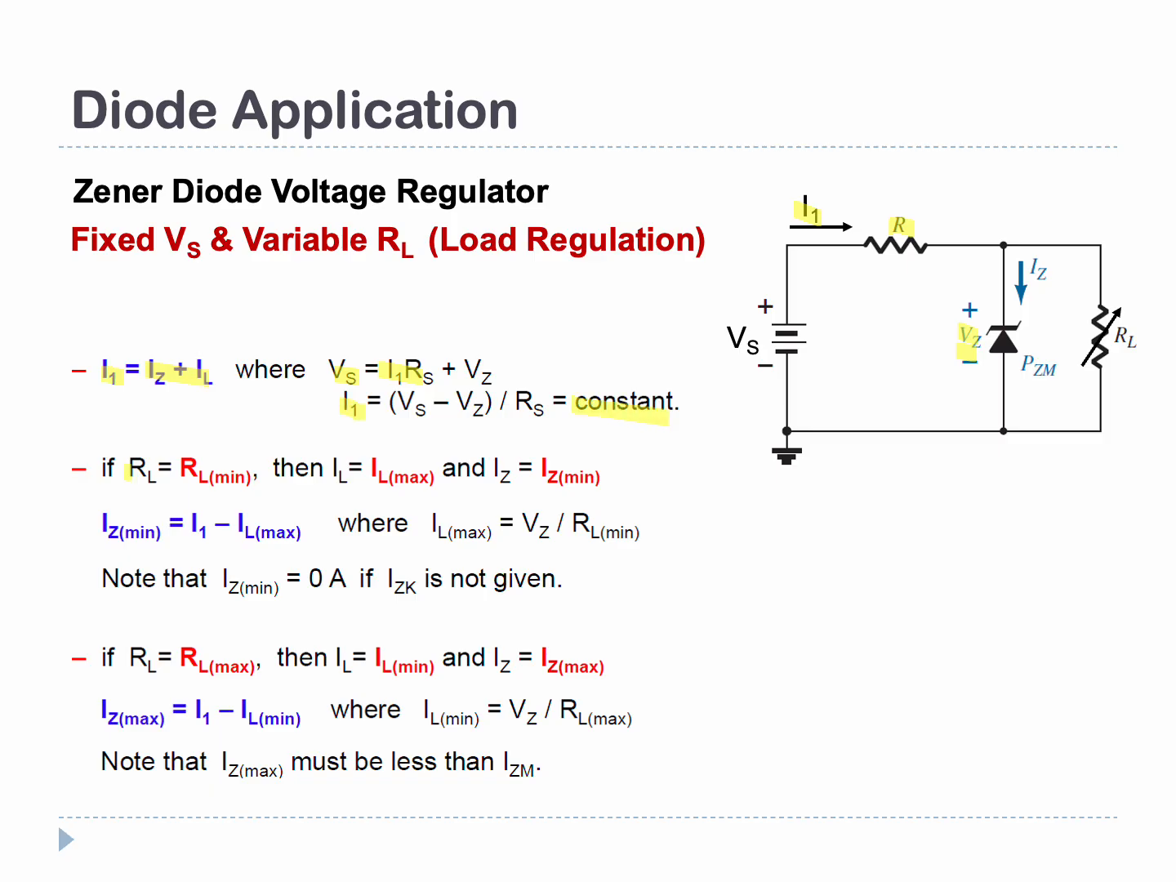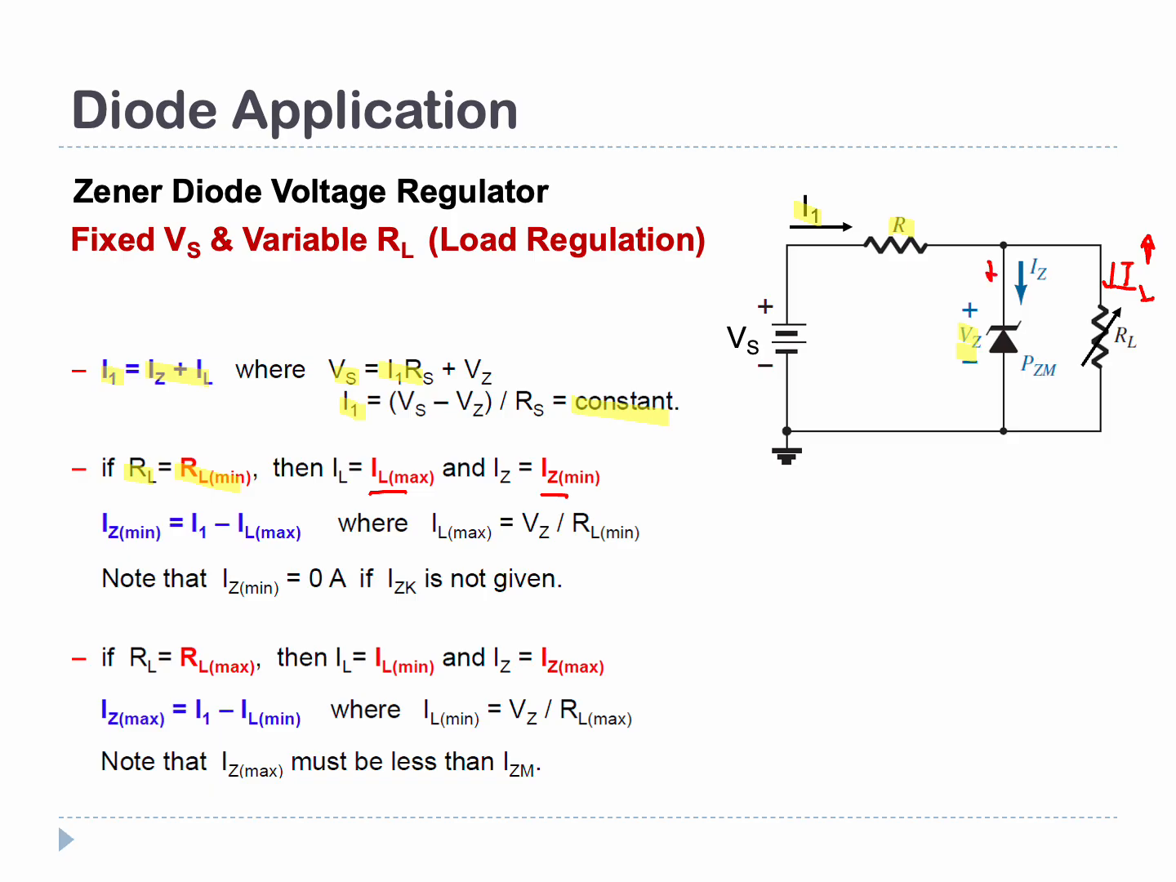Alright, so if your RL is at a minimum value, I mark it. Where is your IL? So here is your IL. So your IL is going to be at a maximum, and your IZ is going to be IZ minimum. So when your IL is at a maximum, I put an arrow as max, your IZ is going to be the minimum value.